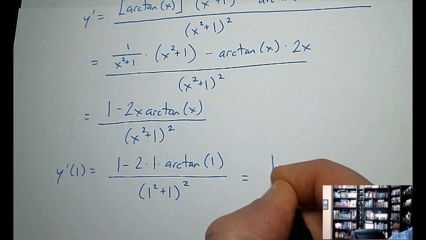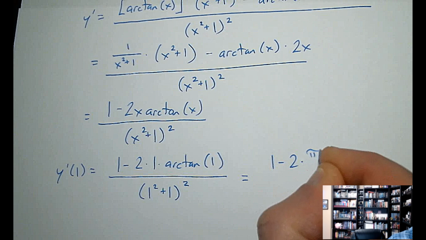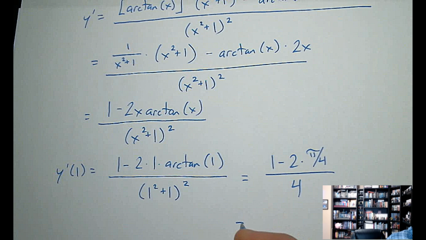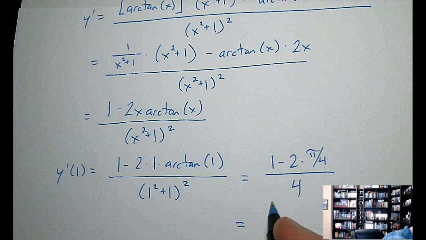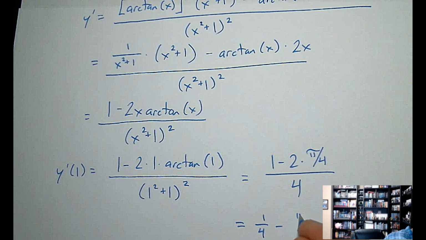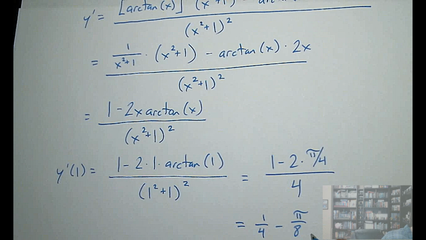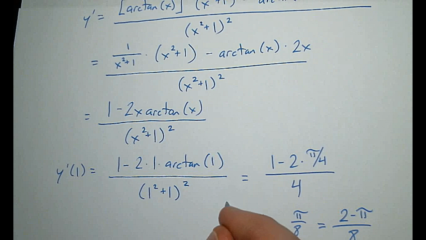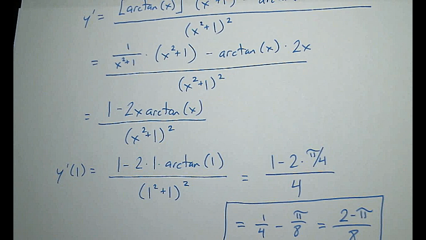So this is going to be 1 minus 2 times pi over 4 all over 2 squared, which is 4. So we can write that as 1 over 4 minus pi over 2 over 4, which is pi over 8. Or we could write it over the common denominator and have it as 2 minus pi over 8. It really doesn't matter. They're both reasonable ways to write the answer to our problem.